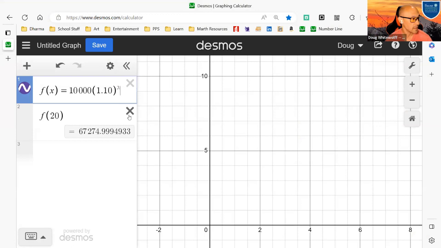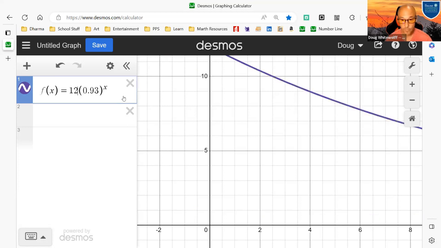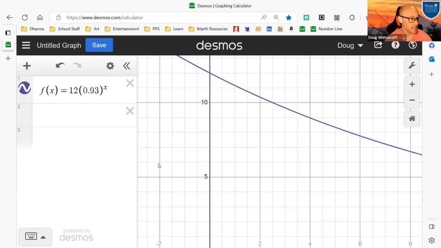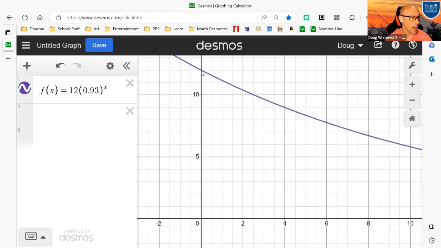Okay, so let's look. It's a decreasing slope. It's not negative, so be careful there. It's a decreasing slope. We have a subtraction here. And then this is going to be 12. And so we can see that our y-intercept here is (0, 12).